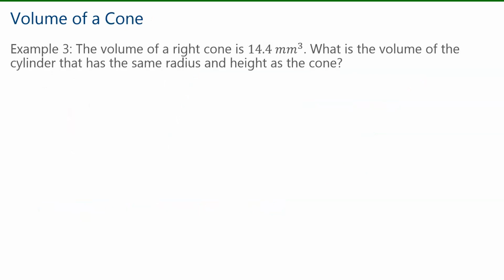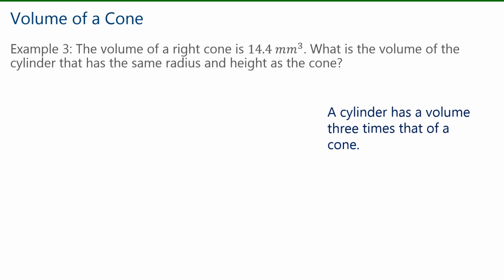Now in example 3, it says the volume of a right cone is 14.4 millimeters cubed. What is the volume of the cylinder that has the same radius and height as the cone? Well, let's think back to the relationship that we discovered through the experiment. A cylinder has a volume that is 3 times that of a cone. So since we already have the volume of the cone, we can just multiply that by 3 to give us the volume of the cylinder. And that works out to be 43.2 millimeters cubed.